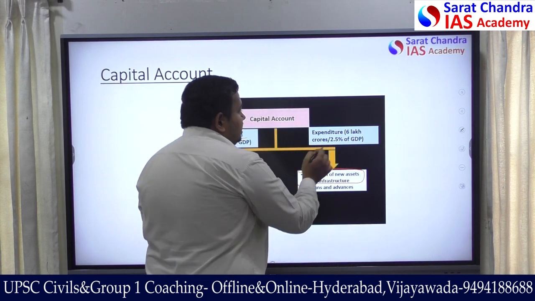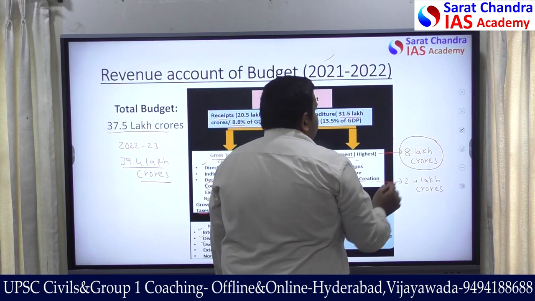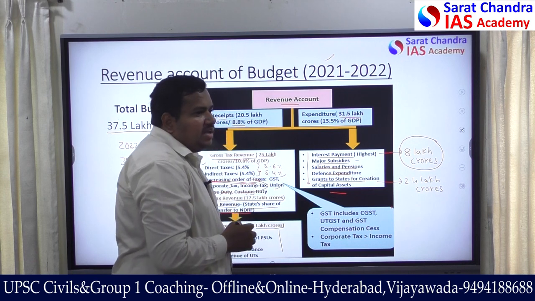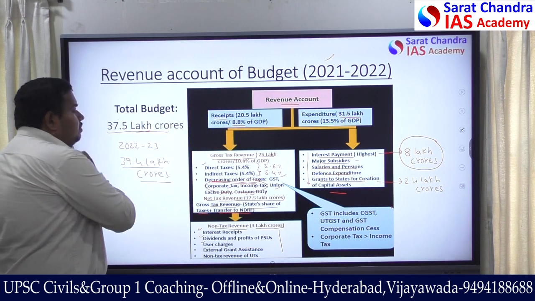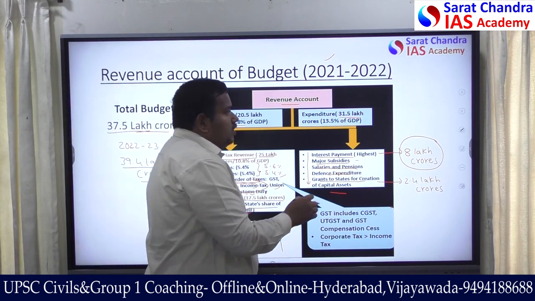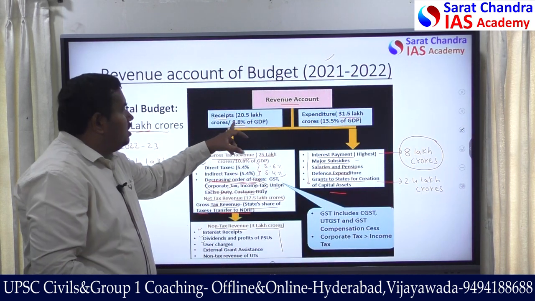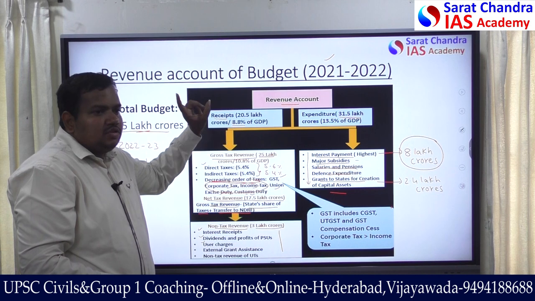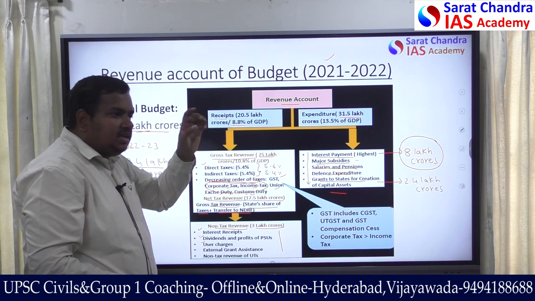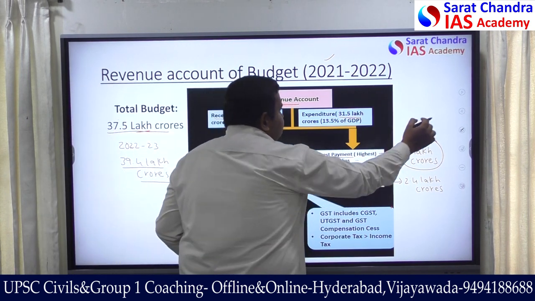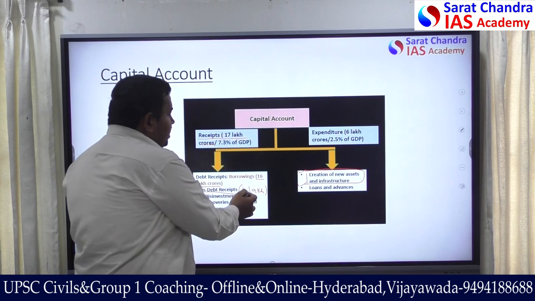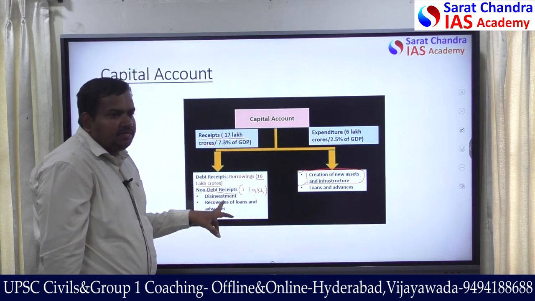So, here it is 6 lakh. Here it is 31.5, which is nothing but our budget, 37.5. Next, revenue receipt, how much? 20.5. So, 37.5 minus 20.5 plus, this is how much? 1 lakh, non-debt receipts.